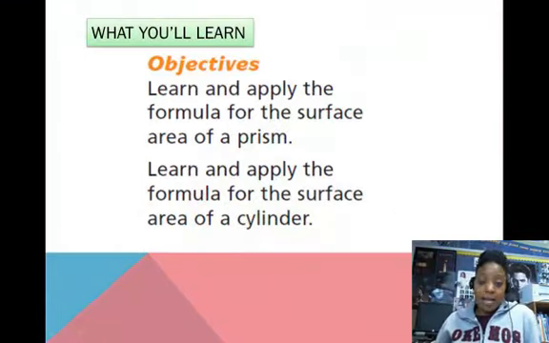Objectives for this particular lesson will be to learn and apply the formula for surface area of a prism and learn and apply the formula for surface area of a cylinder.